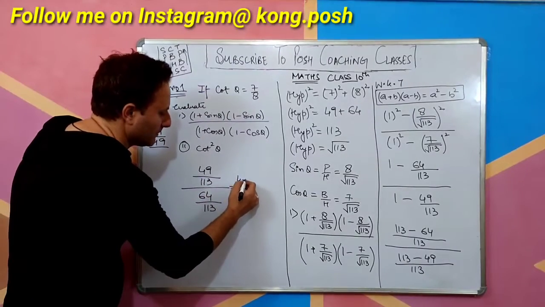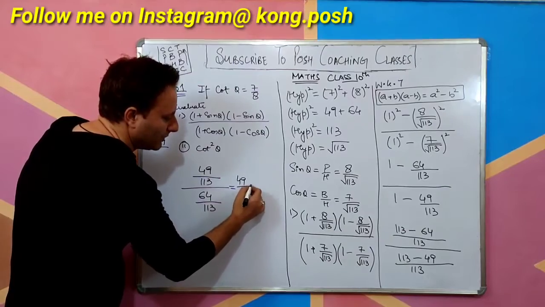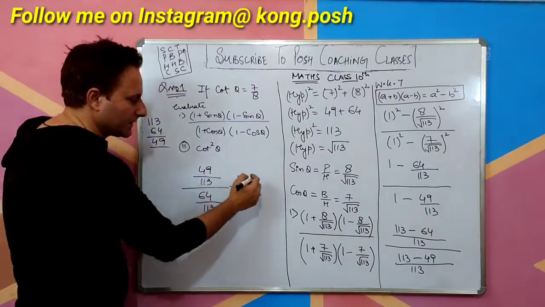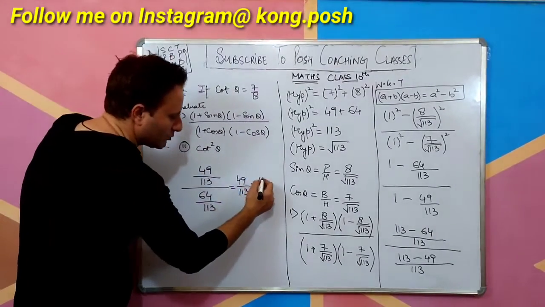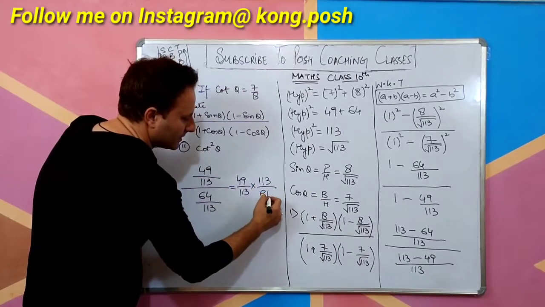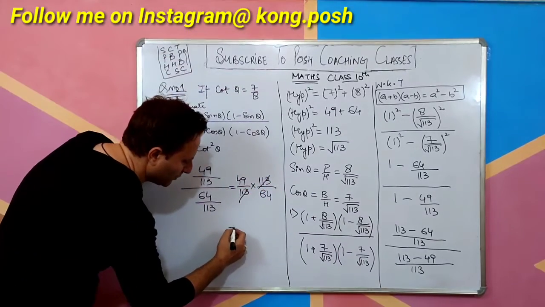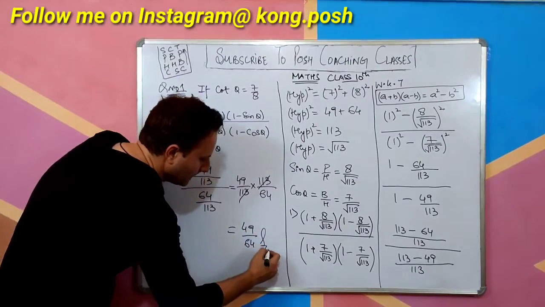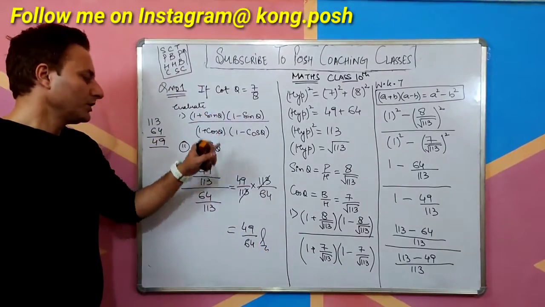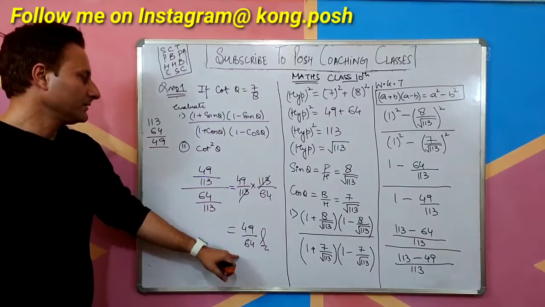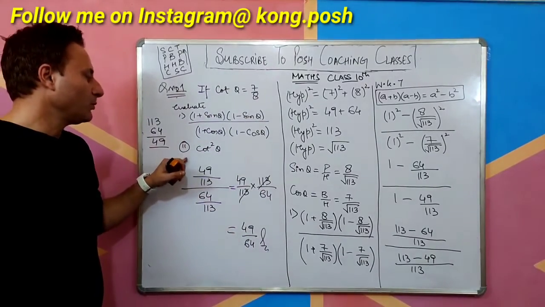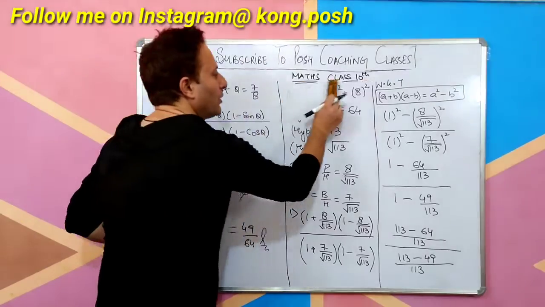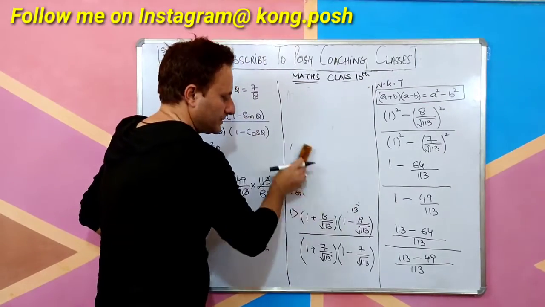What does this become? 49 upon 113 multiplied by this will just get reciprocated. It is 113 upon 64. 113 and 113 gone. It is 49 upon 64. So the first one, this is the answer, right? We are not finished yet. We have one more step or one more part here, so we'll just finish that off as well.